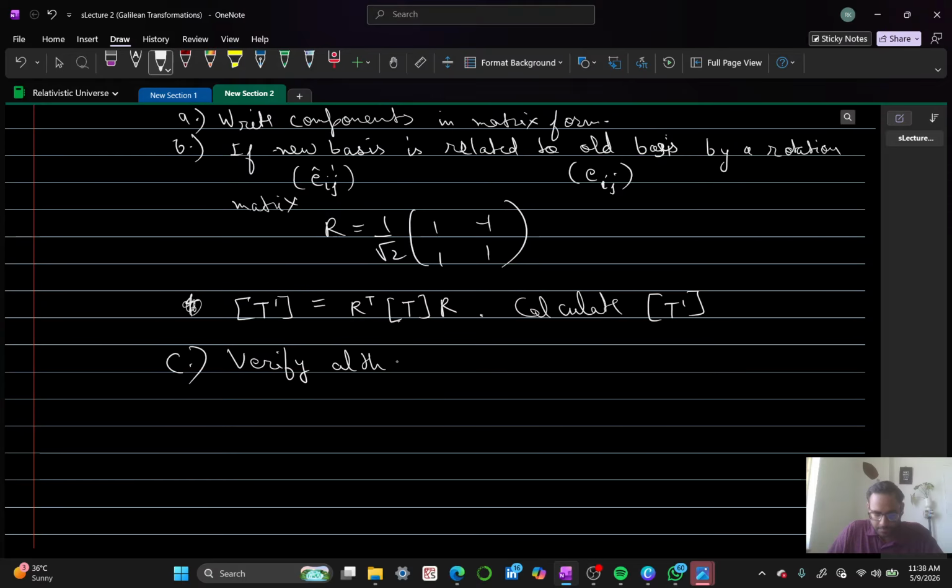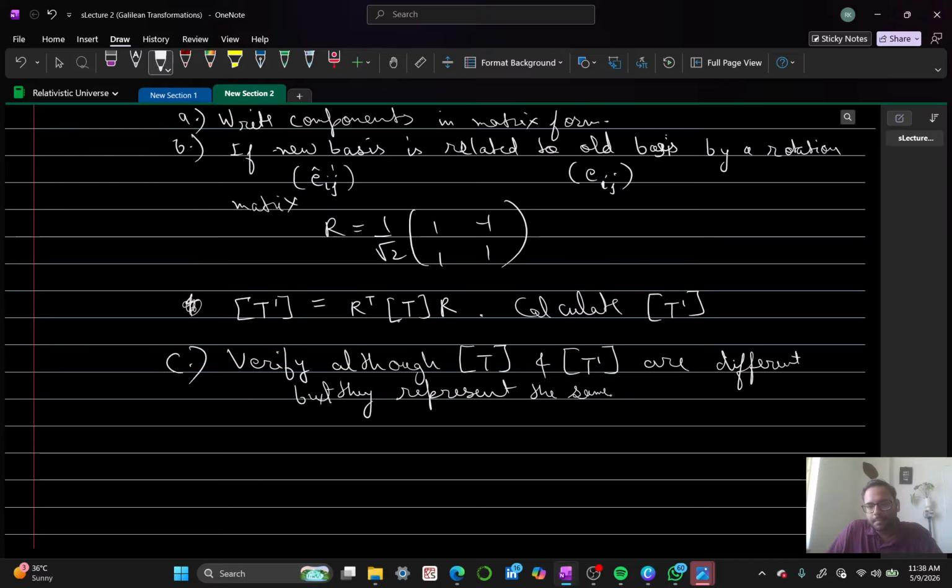Third, verify that although this matrix and this transformed matrix are different, they represent the same second rank tensor. Okay, so any questions till now? We have completed with this tensor things.